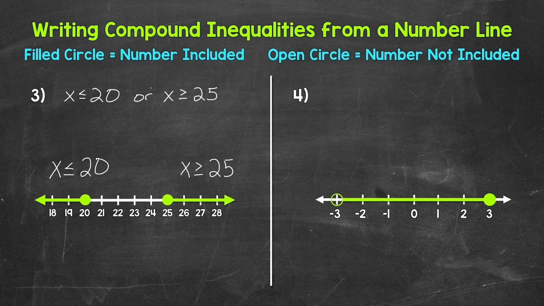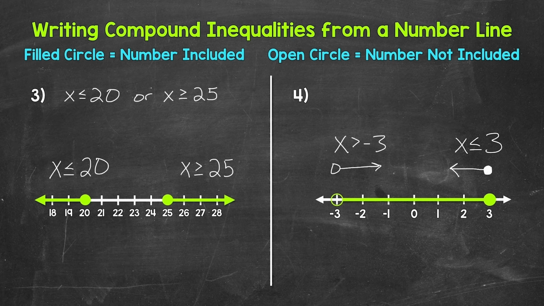So greater than -3. So an open circle at -3. And then we want the numbers greater than -3. So our inequality here, x is greater than -3. Next, we have a filled circle at +3. 3 is included. Then we have the numbers to the left, so less than 3. So 3 is included here. And then we want the numbers less than 3. So our inequality, x is less than or equal to 3.